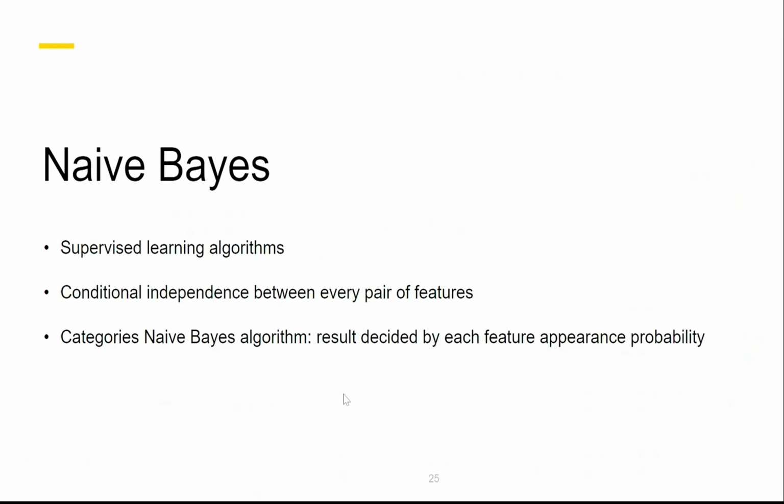Next, let's talk about naive Bayes. In this model, there is conditional independence between every pair of features. The main idea of the categorical naive Bayes algorithm is that the result is decided by each feature's appearance probability.